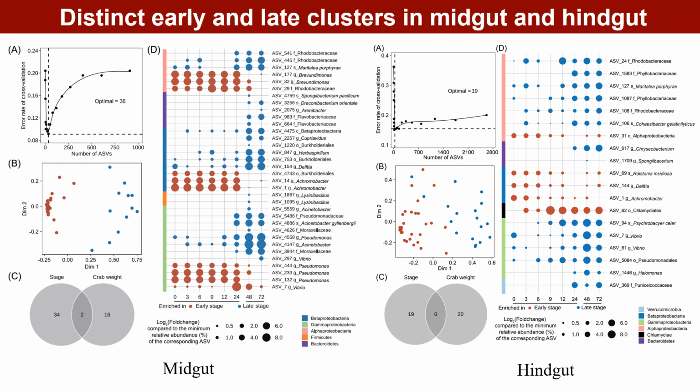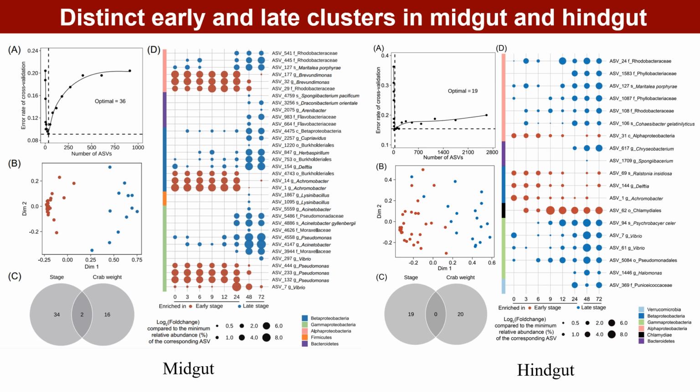To investigate the drivers of community stability and diversity during post-molt, a 24-hour mark was set to distinguish early, 0 to 24H, and late, 48 to 72H, stages. A RFC model identified key taxa for each stage.